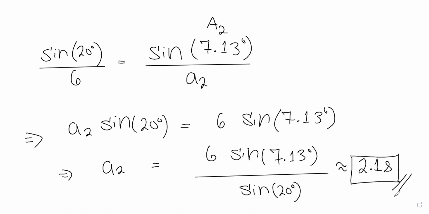And that's the process. Two triangles exist with angles C1 and C2, with lengths a1 and a2, and so on. That's how you approach an ambiguous problem.